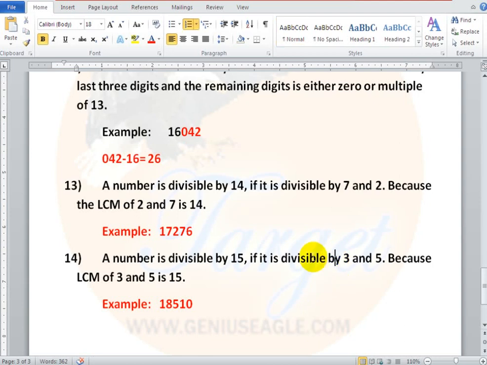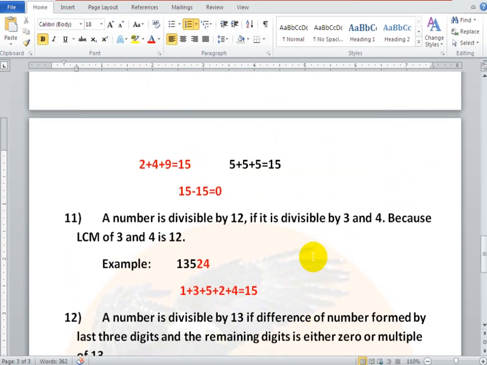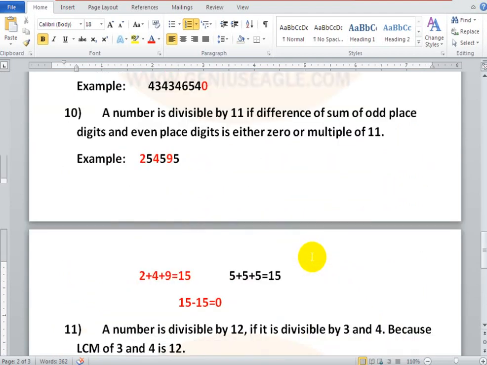And you can proceed in the same manner with the other numbers also. So by this we complete today's session.